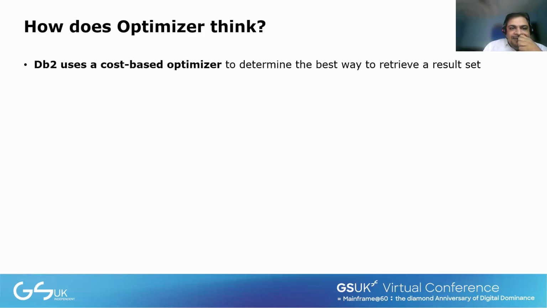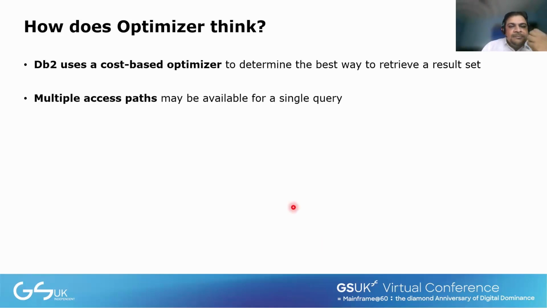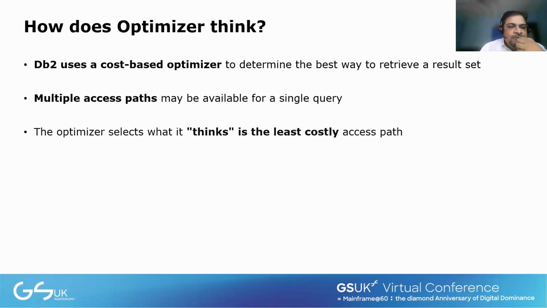So DB2 uses a cost-based optimizer. What this means is, it's like you have 4 or 5 ways to fetch the same data. Obviously, you want the one which consumes the lesser cost. When I say lesser cost, that means how much CPU is being consumed, how many MSUs are being consumed. So it compares that, and based on that, the DB2 optimizer retrieves the output. So that is one of the KPIs. There will always be multiple access paths, and the optimizer selects what it thinks is the least costly access path.